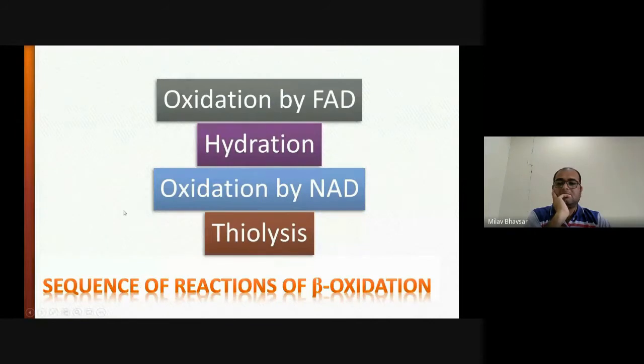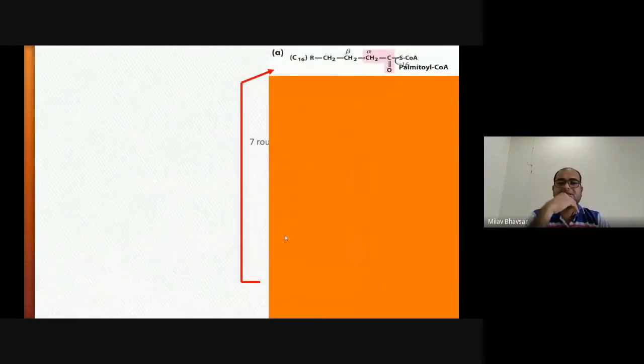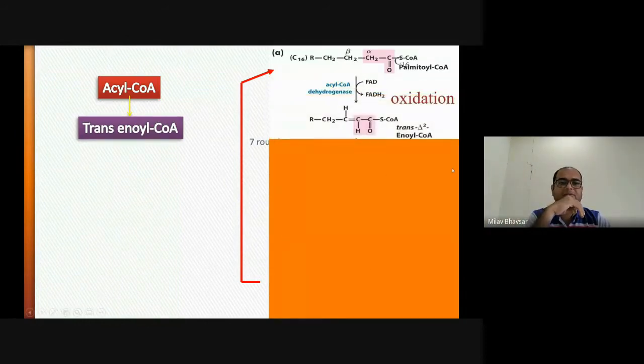Now, what happens in the total process? This is just a separation or generation of the acetyl CoA. First is oxidation by FAD, hydration, oxidation by NAD, and then there is a thiolysis. So again, we'll just discuss acyl coenzyme A. Anything can be there. Palmityl acyl coenzyme A can be. It is converted into trans-enoyl coenzyme A with the help of FADH2. So this is the oxidation. What it generates adds the component over here.